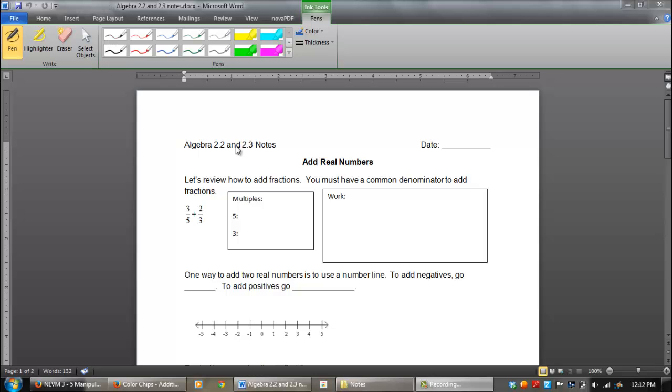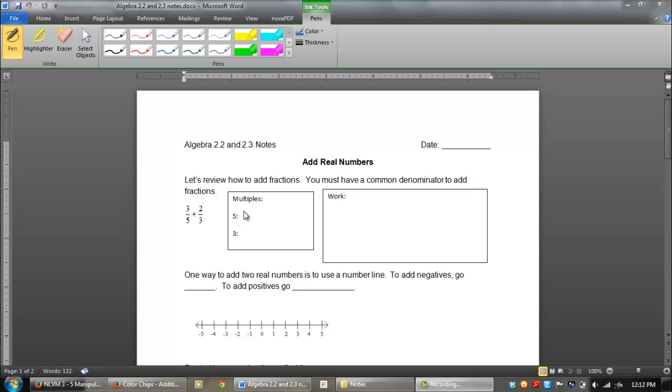Today, in this video, I'm going to talk to you about how to add and subtract real numbers. Before we begin, let's go ahead and remember how to add fractions. Let's just go through an example here, 3/5 plus 2/3.